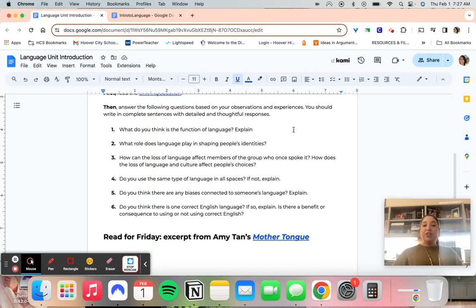Once we've done that, we're going to move into our first reading with the language unit, which is going to be Amy Tan's "Mother Tongue." It is actually mentioned in that intro document that we just looked at together, so you'll have a little bit of context for it. You're going to read that for tomorrow's class.